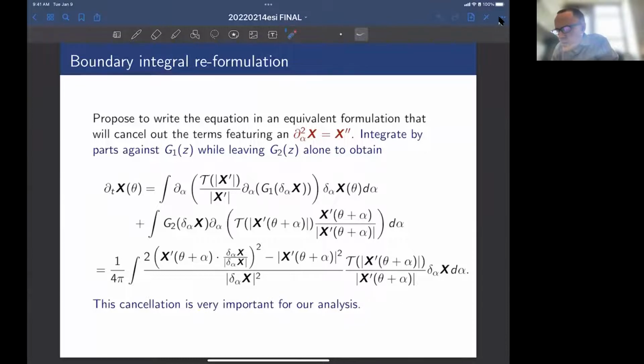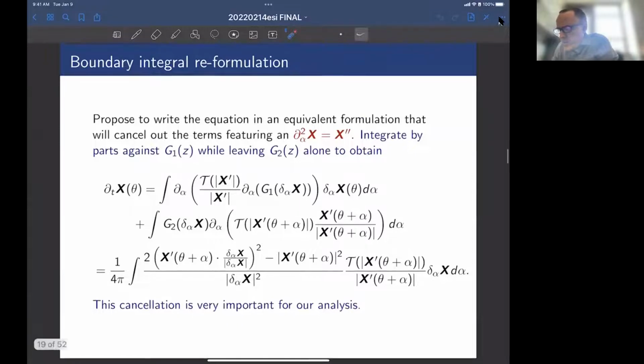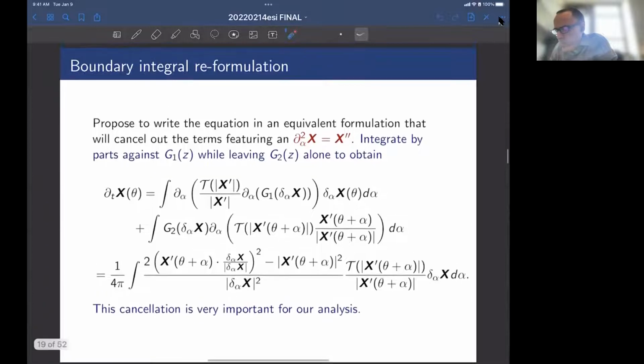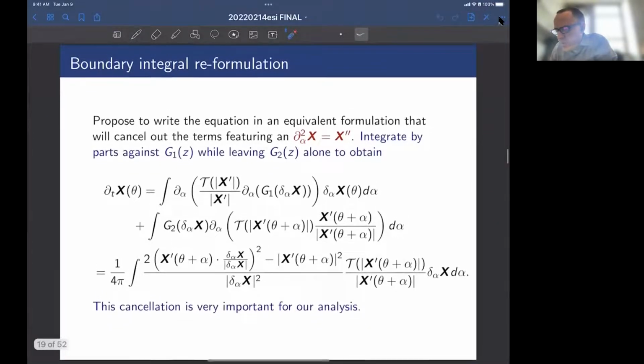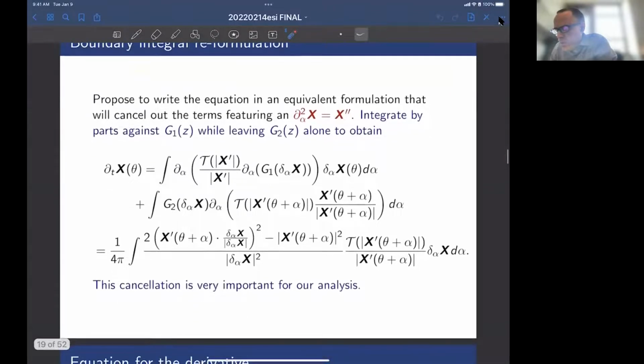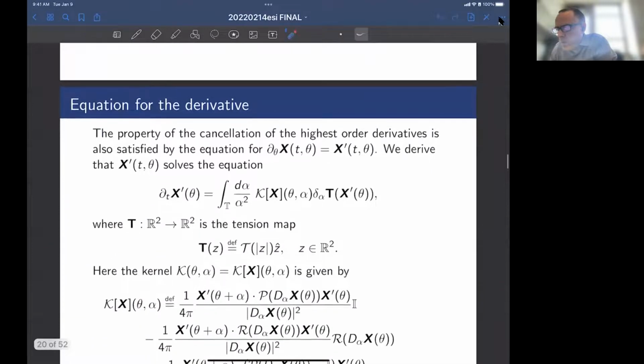And then you do some calculations and you get this equation here, which is, I claim, much nicer. It has this kernel, which only involves first derivatives, or the delta alpha of x, which for small alpha is like a first derivative. And it involves the tension of first derivatives, and it involves the delta alpha of x. And so we've canceled out all the second derivative terms. This cancellation is very important for our analysis, and it doesn't make the kernel extremely singular. So this is our way of writing the equation that's new, and that enables us to do the analysis in our paper.